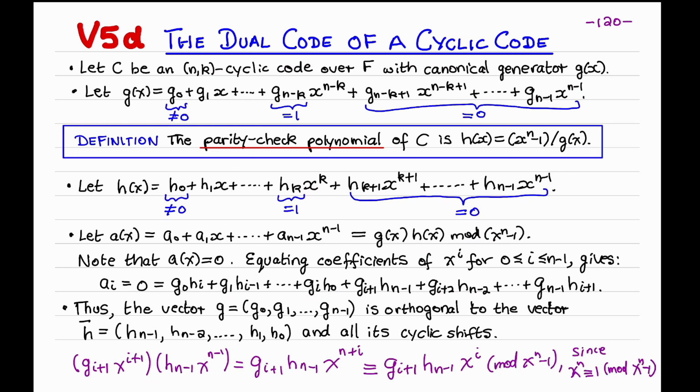Also, when you multiply the degree i plus 1 term in g with the degree n minus 1 term in h, you get this monomial, and since x to the n is congruent to 1 modulo x to the n minus 1, I can replace x to the n by 1 since I'm working modulo x to the n minus 1. So in fact, the product of these two monomials gives you a degree i term, whose coefficient I've written down here. And similarly, you get these other coefficients of x to the i in the product of g times h modulo x to the n minus 1.